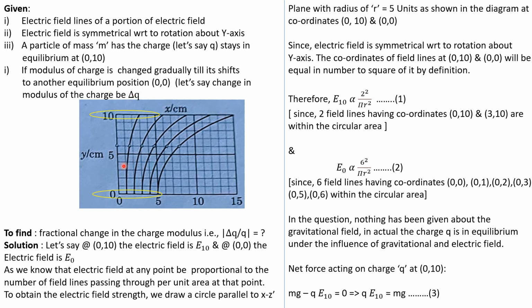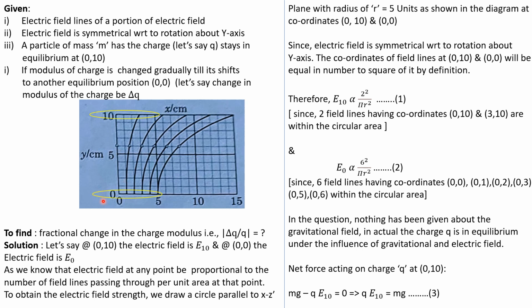In question, nothing has been given about the gravitational field. So we should assume that the gravitational field is towards the negative of the y-axis. So at this point, the particle is having some mass and the charge on it. So mg will be acting downwards and electrical force will be acting upwards. Since it is in equilibrium, the sum of these two forces should be 0 at 0, 10 position.